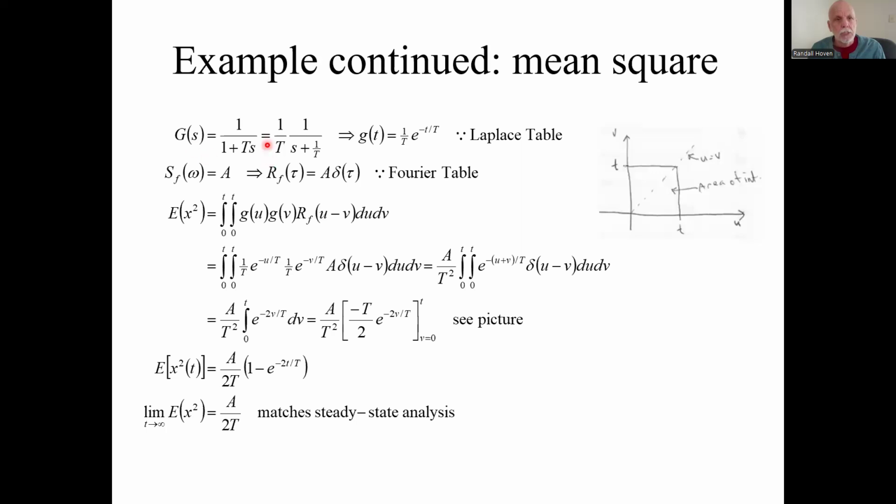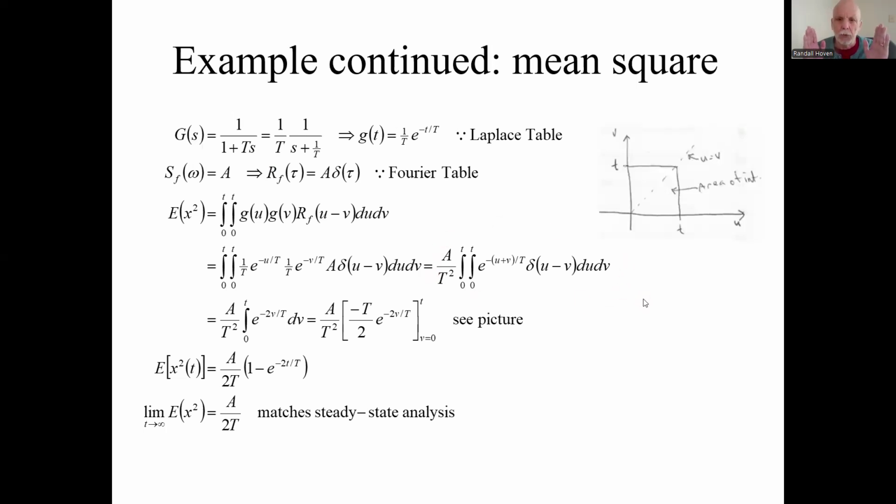So here's the transfer function. Use the Laplace table to find the weighting function, and here's the weighting function. We're going to need the autocorrelation function, so we take the inverse Fourier transform of the power spectral density, and it is a Dirac delta function. Here's the formula for the mean square. Here's what it is when you plug in all that stuff. So here's the integral you need to take.